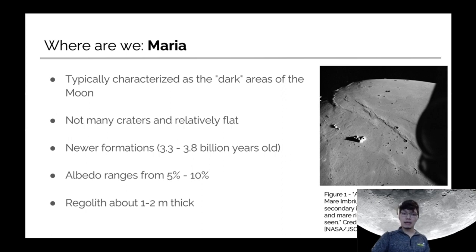For the maria, they tend to be characterized as the darker regions of the moon. They're not as heavily cratered and tend to be relatively flat, and they also are newer formations on the moon, typically about 3.3 to 3.8 billion years old. Their albedo ranges from 5% to 10%. And the regolith in this area tends to only be about 1 to 2 meters thick.